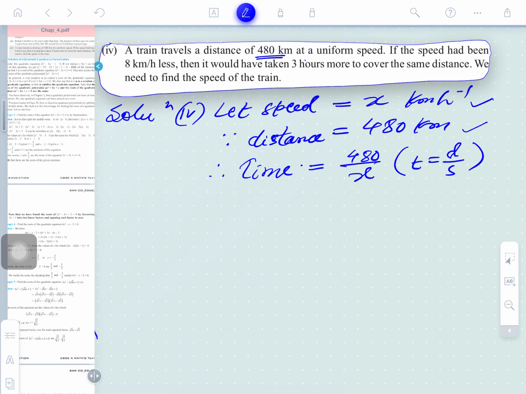Okay, can we do this further? If the speed had been 8 km less, then it would have taken 3 hours more to cover the same distance. 3 hours more to cover the same distance. This is the case here. So, what is the case saying? If the speed had been taken less, then it would have taken 3 hours more to cover.